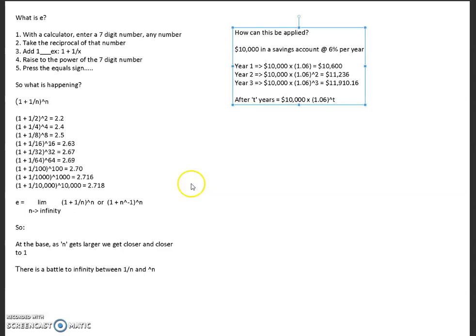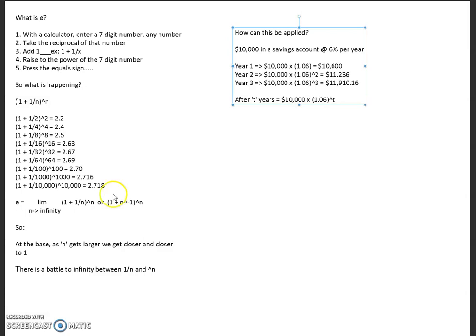It's been calculated to many decimal places. But that's sort of the idea here. So as n approaches infinity, we're just going to get closer and closer to this number. So that's the base idea, the idea of the power struggle between the two. And we end up with this number, which is applied in many different ways.